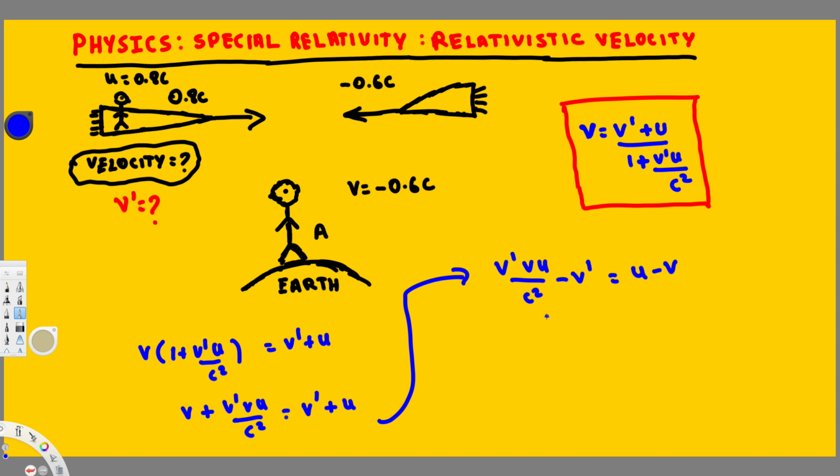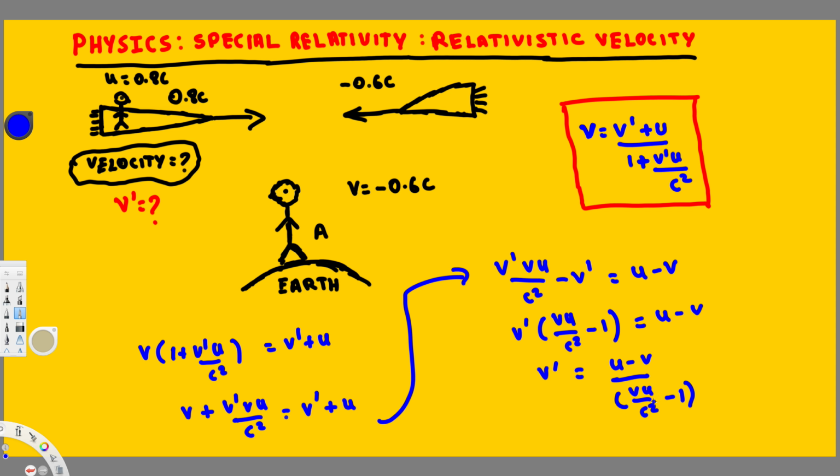Now from this one we can take the v prime common. If I take the v prime common, this is going to be vu over c square minus 1, and on the other side we are going to have u minus v, right? Now let's bring this one to the other side. So this is going to be v prime is equal to u minus v over vu over c square minus 1, right?